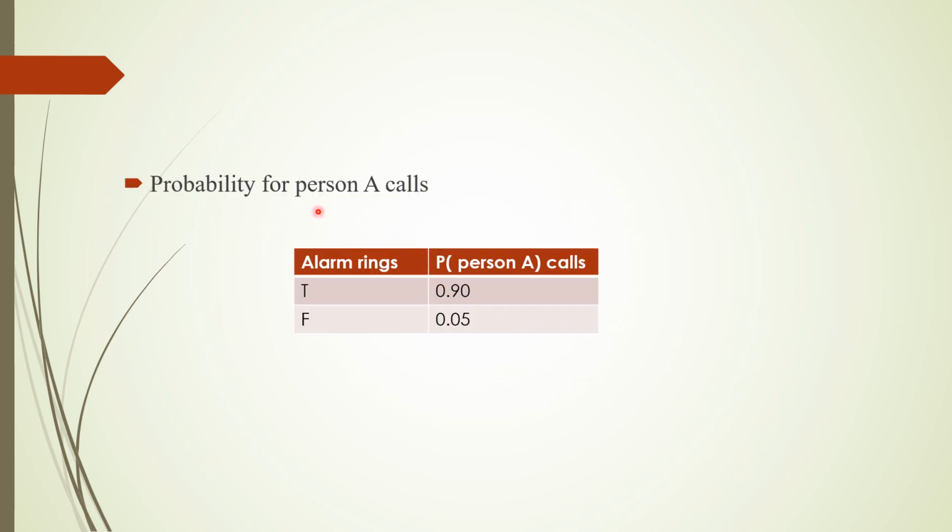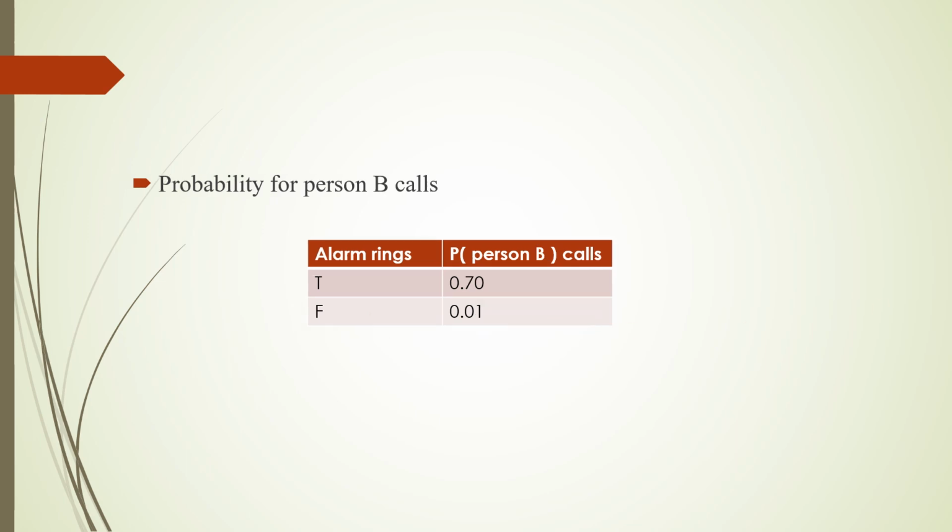If the alarm rings, the probability that person A will call the house owner is 0.90, and if the alarm is not ringing, the probability that person A calls the house owner is 0.05. And person B, if the alarm rings, will call the house owner, but the probability of calling is only 0.7. Assume he is a little bit lazy. And if the alarm is not ringing, the probability of calling the house owner is 0.001.